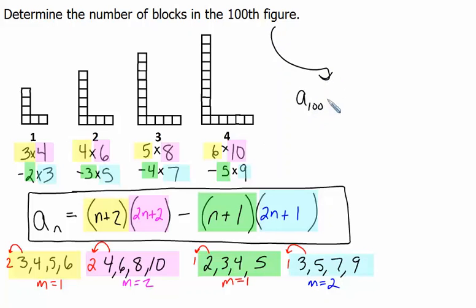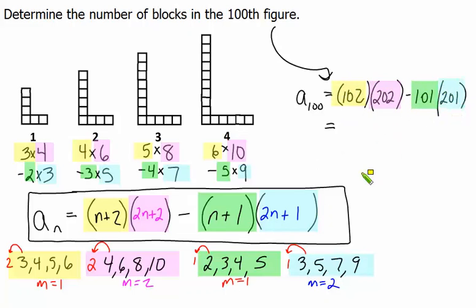Now we want the 100th picture, so we have to plug in. The 100th picture then is going to be 102, when we plug in n equals 100, times 202, when we plug in n equals 100, minus 101 times 201. Just to be sure that everybody sees where that's coming from, 102 is the yellow, 202 is the magenta, 101 is the green, and 201 is the blue.